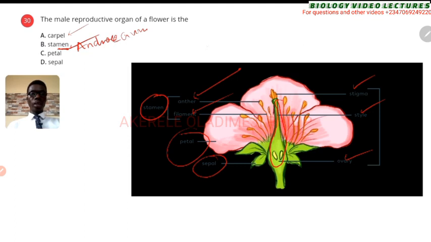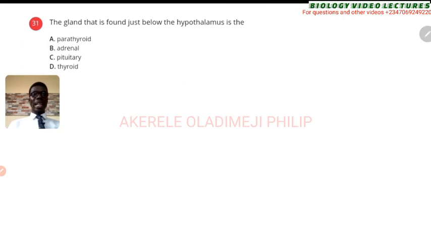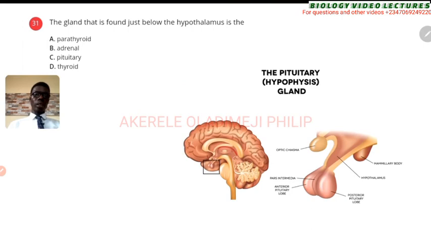Whorls, like the part of a flower, so to say. The gland that is found just below the hypothalamus is the pituitary gland. The answer is C. Let me show you what that looks like, please, quickly.